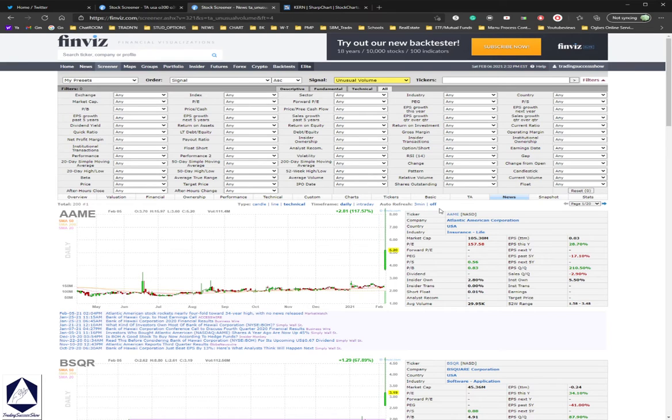So what are my search criteria? My search criteria has to do with low floats, floats that are heavily shorted, and stocks that are above the 200 simple moving average. Also, I like to look for stocks that are under $20, because most times these stocks tend to push higher and higher and higher.